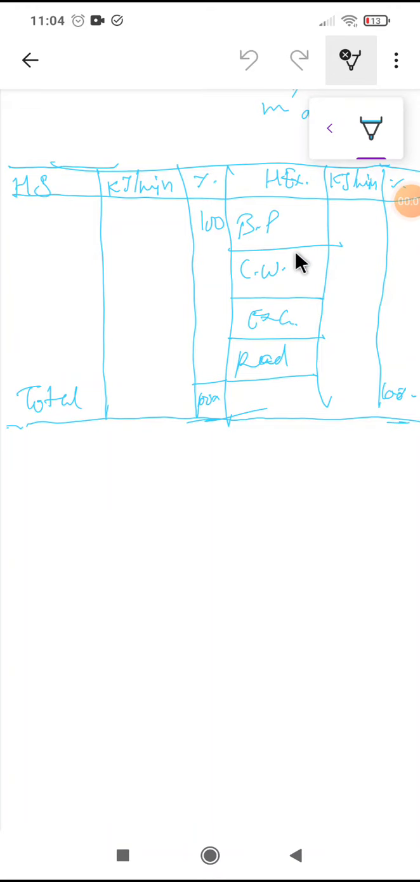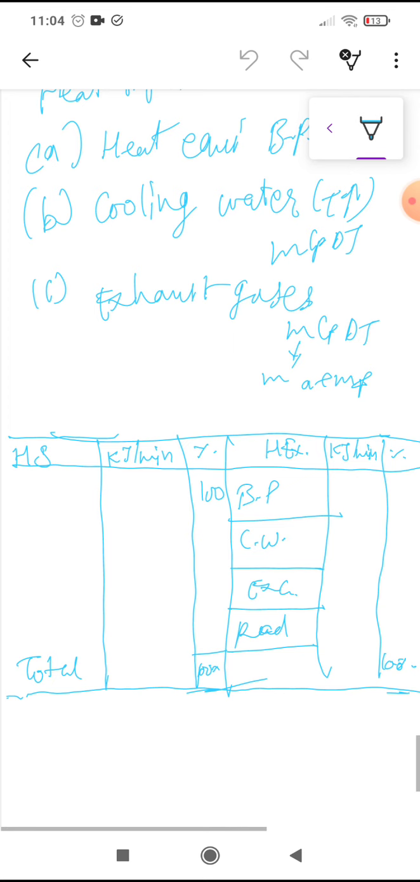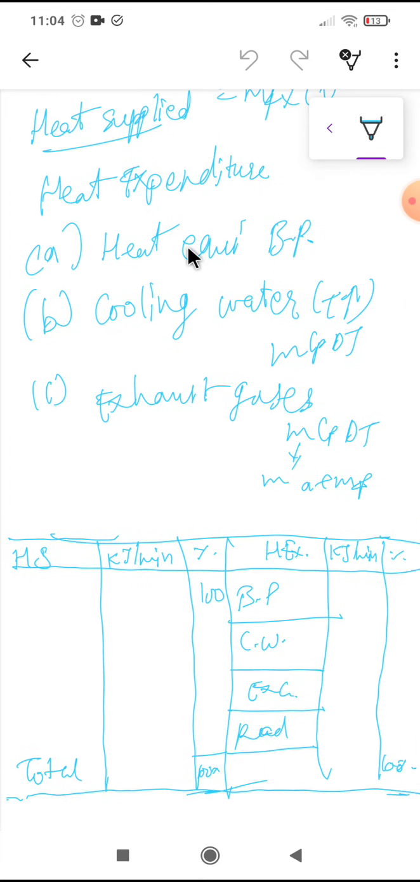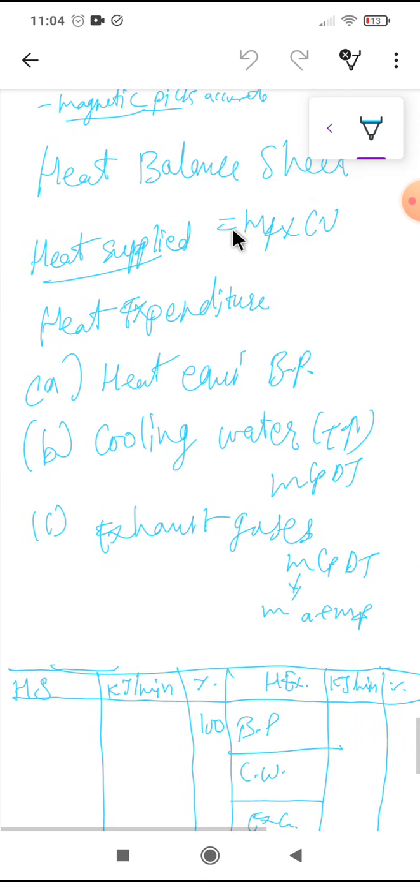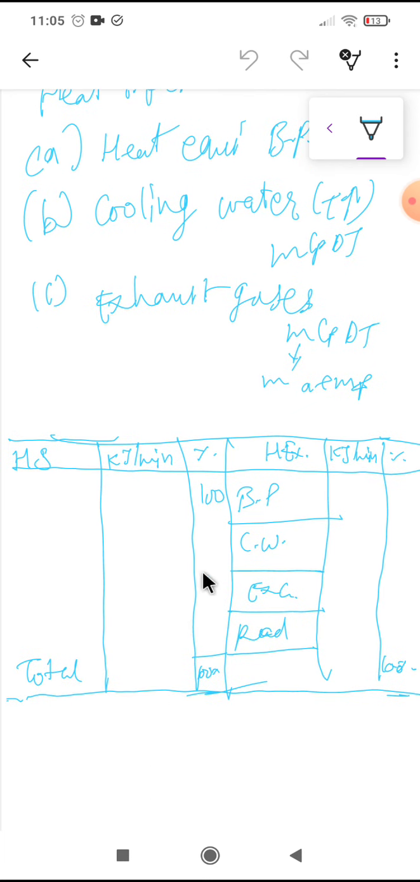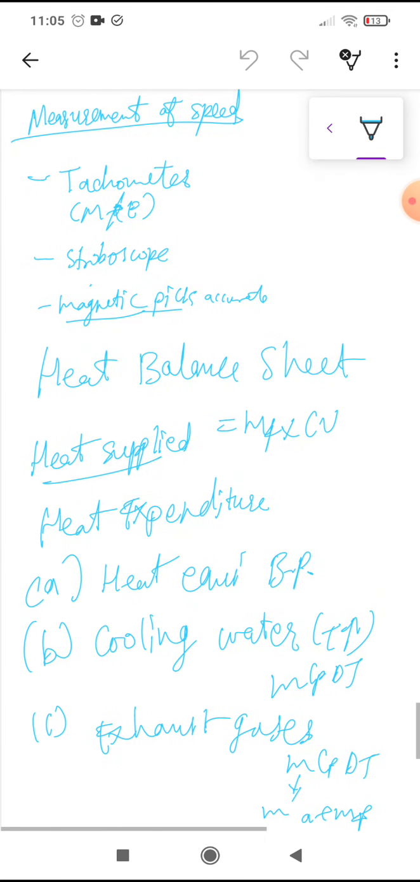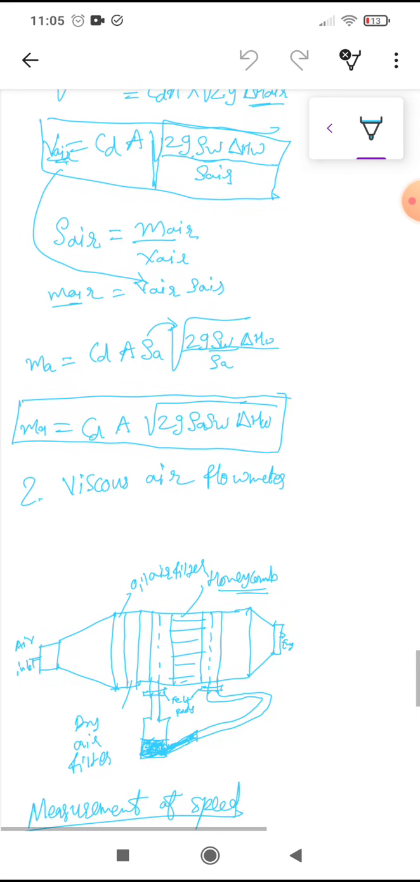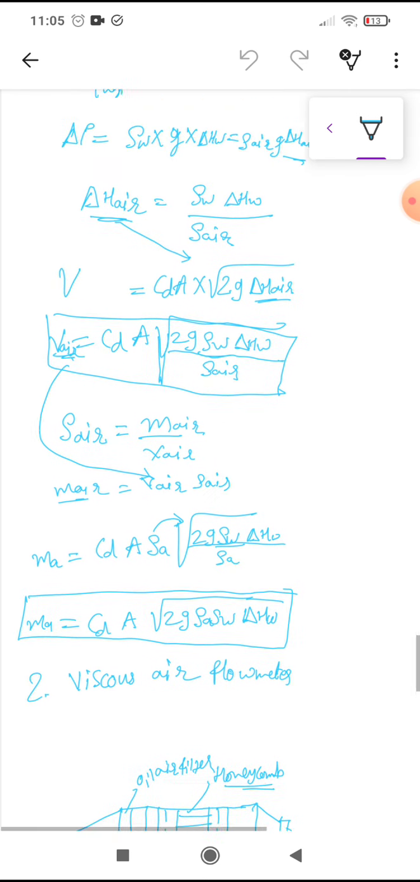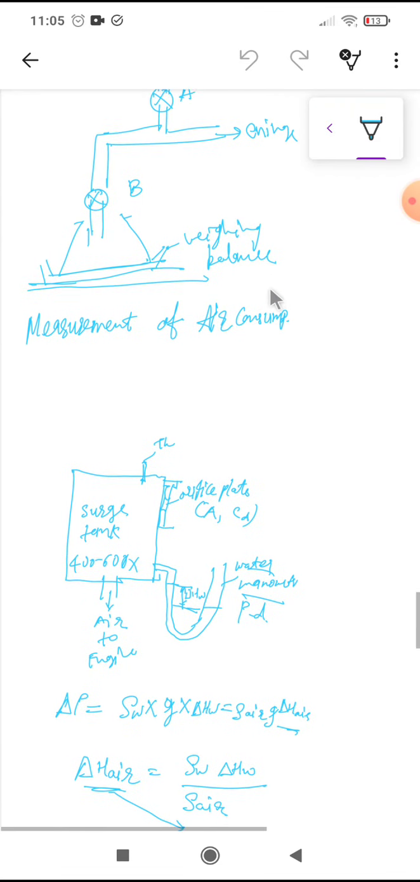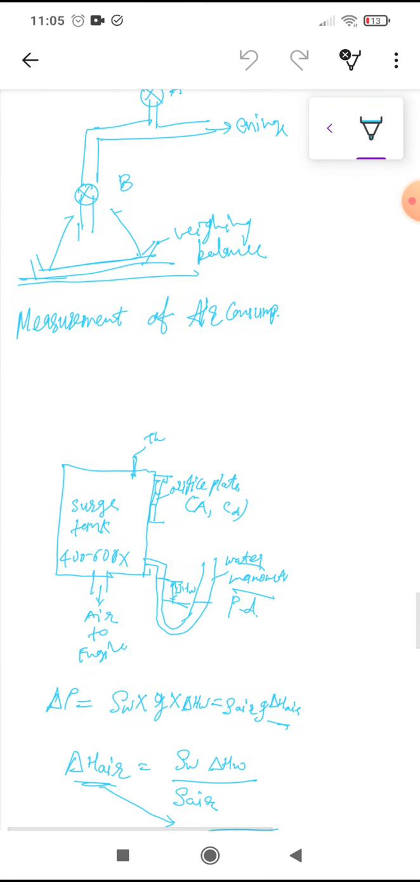Hey guys, so in the last lecture we have seen the heat balance sheet, where we found out how heat is being used, that is, how heat is being expended due to different factors, and how much heat is being supplied. At the end, the total of heat supplied and heat used should come out equal, that is 100%. And we have also seen various flow meters, that is viscous flow meters, and for measuring the air consumption we have seen a few meters.